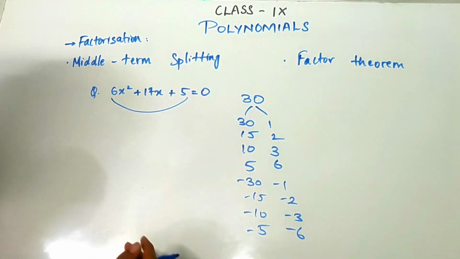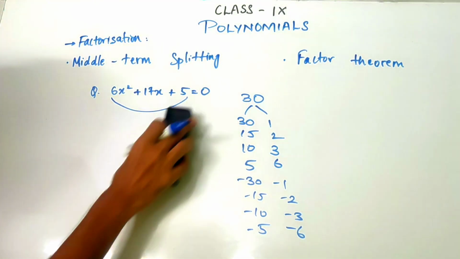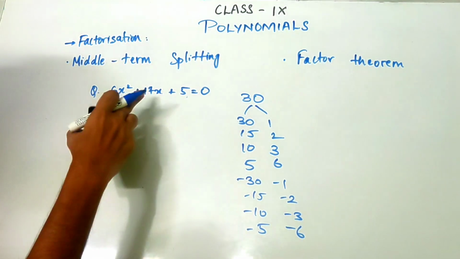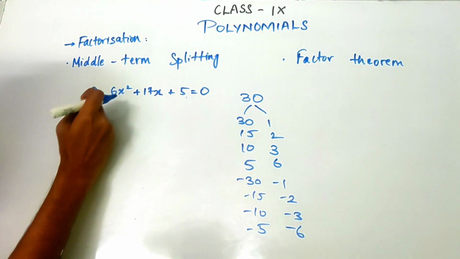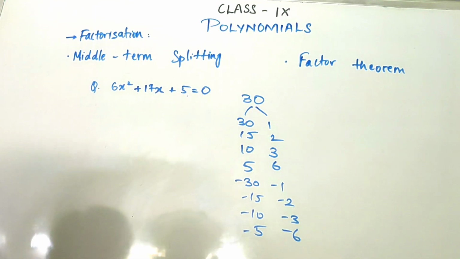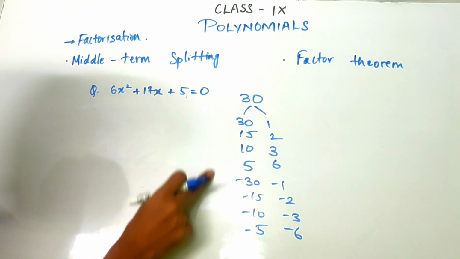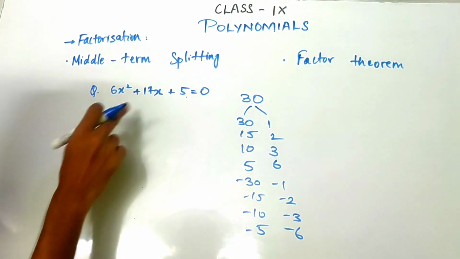the same results. So now we have to choose a pair of factors such that we will be getting the middle term, which is 17. 17 is our middle term, as you can already see, and as you already know the step. Now you have to choose a pair of factors such that you get the middle term.